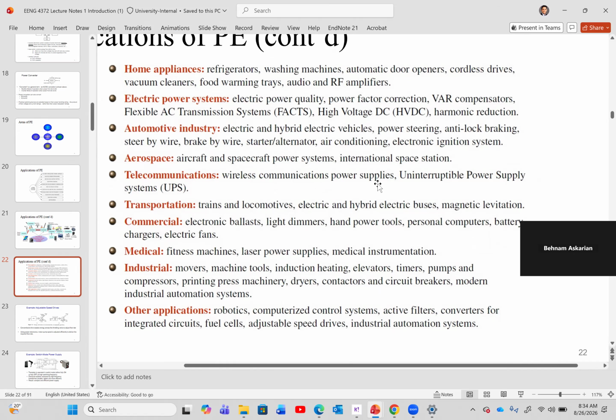Now, another application is electric power systems, like electric power quality, power factor correction, VAR, volt ampere reactive compensators, flexible AC transmission systems, or what we call FACTS, high voltage DC, and harmonic reduction. All of that is done usually through a converter, inverter, something like that, or AC to AC converters. Automotive industry, we have the electric and hybrid electric vehicles, power steering, anti-lock braking, steer-by-wire, brake-by-wire, starter, alternator, air conditioning, electronic ignition systems.